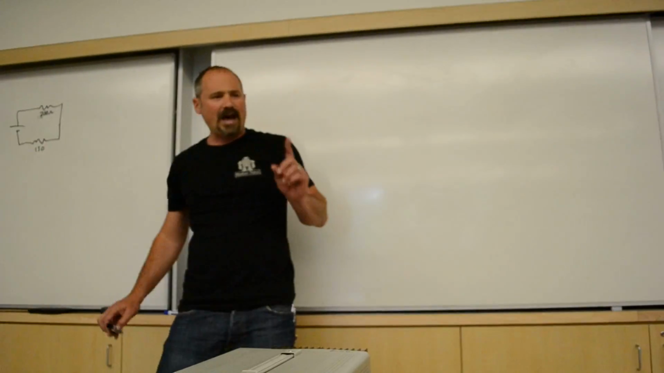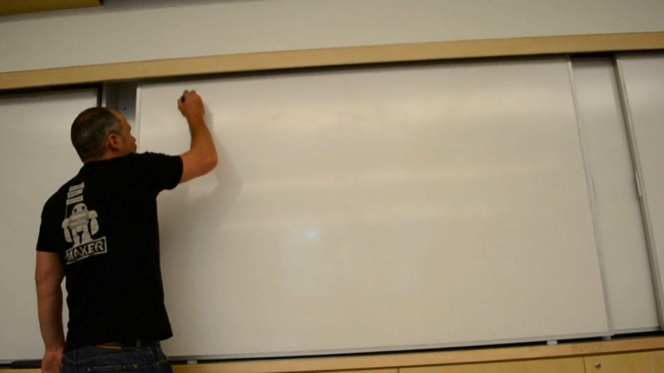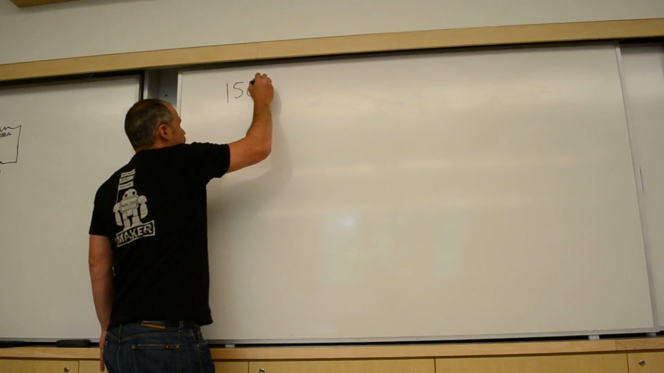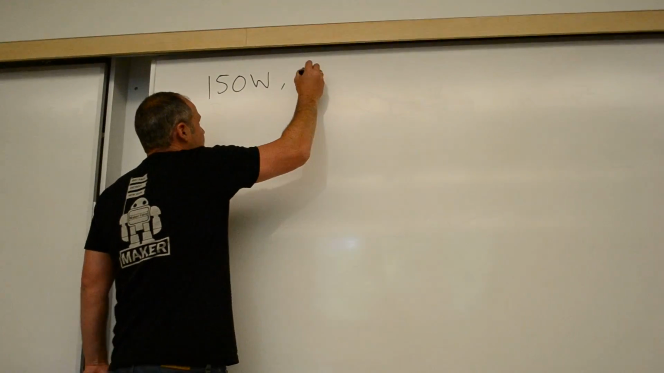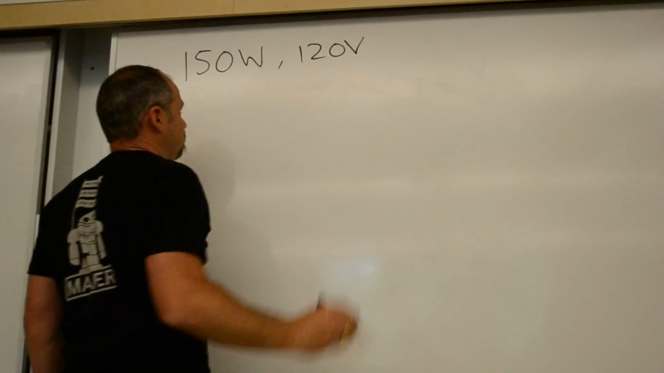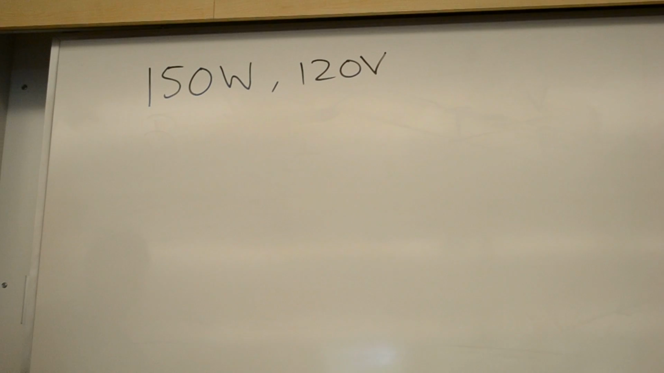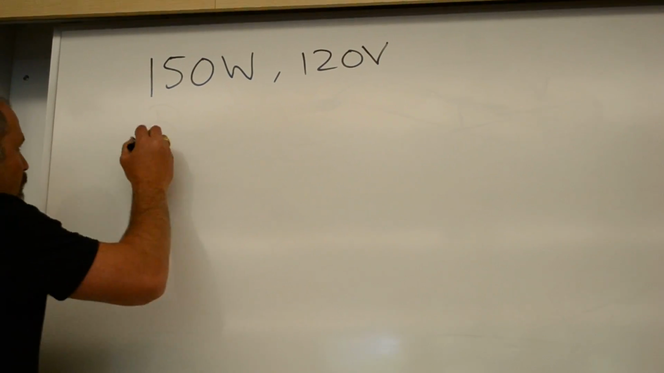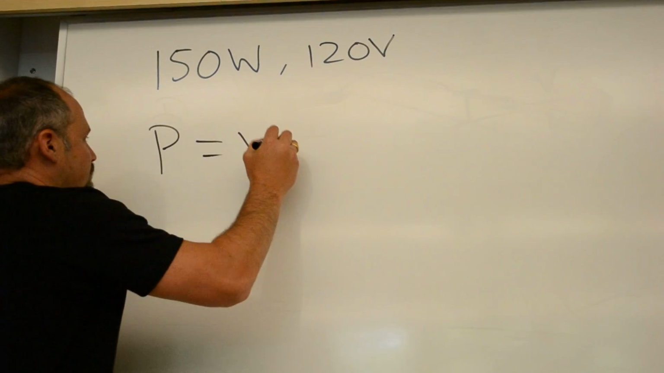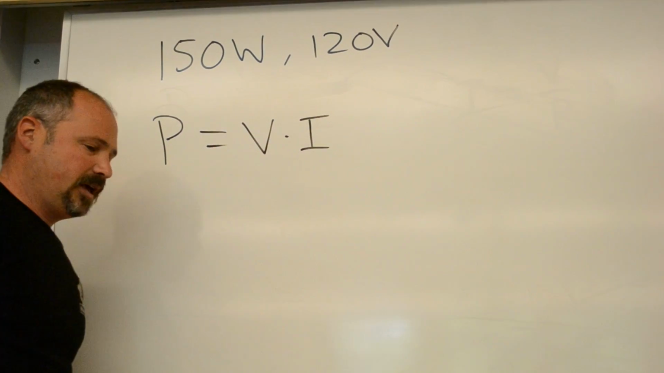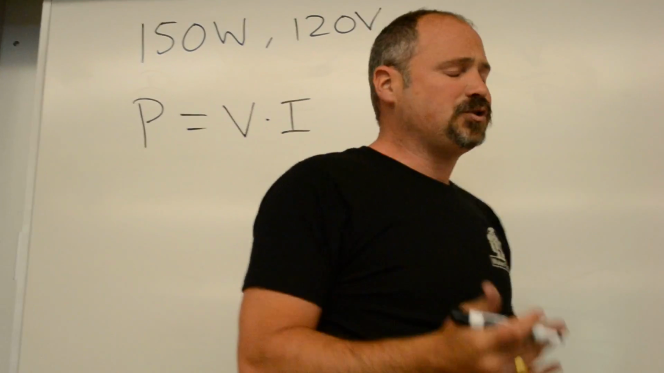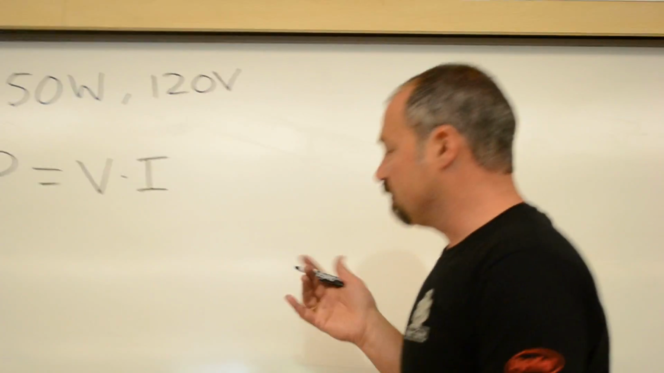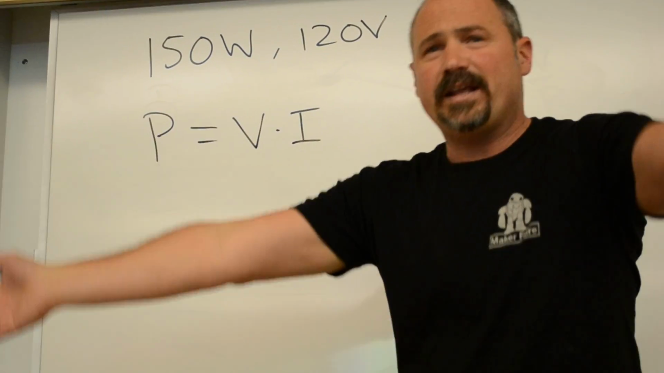Well, in order to do that, we first have to define the key characteristic of the light bulb, which is its resistance. What do we know? Well, we know it's 150 watts when run at 120 volts. We also know that power is voltage times current. And the power tells you the brightness of the light bulb. Power is literally the joules radiated per second.